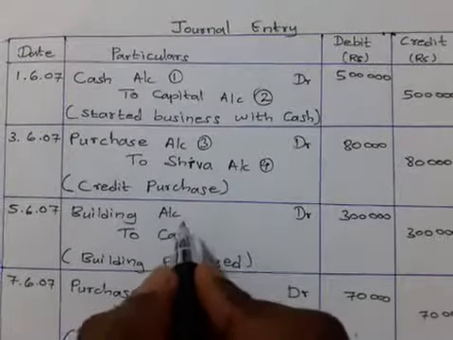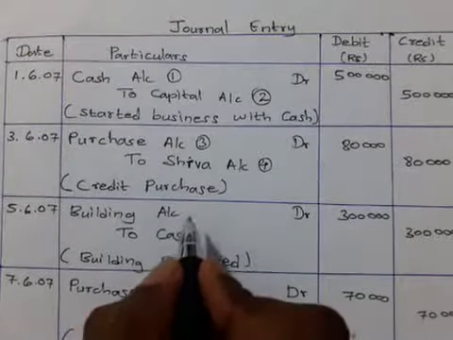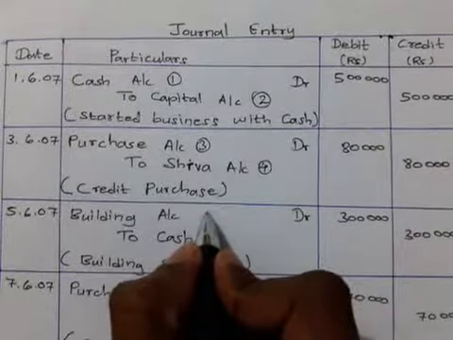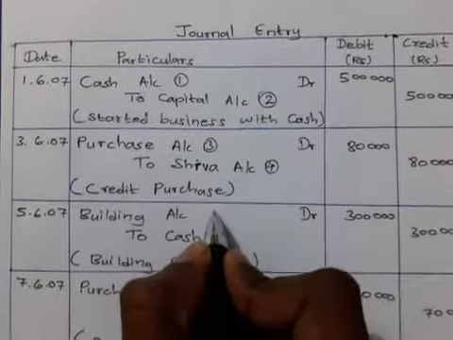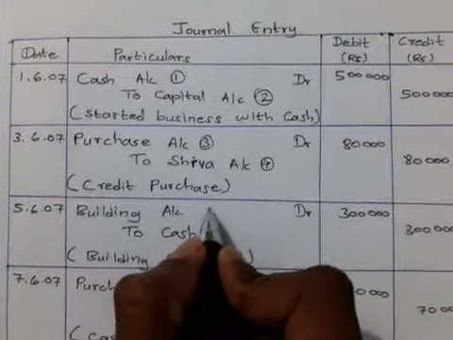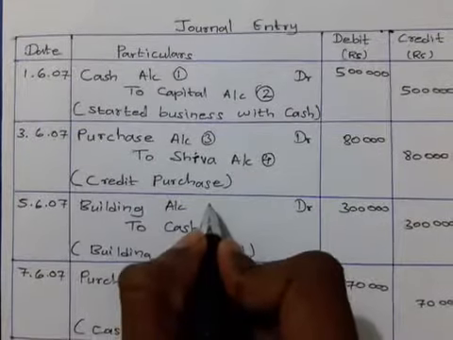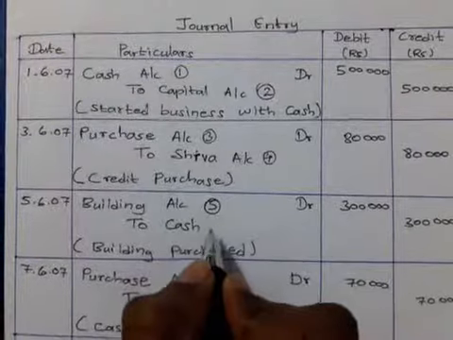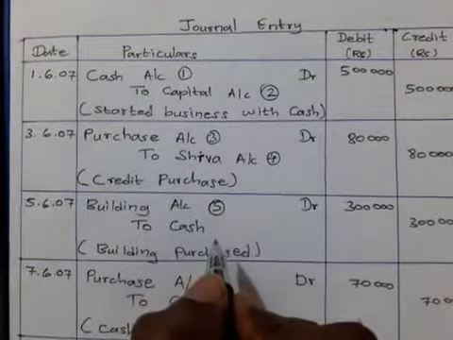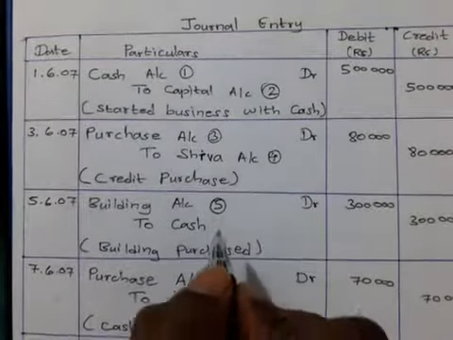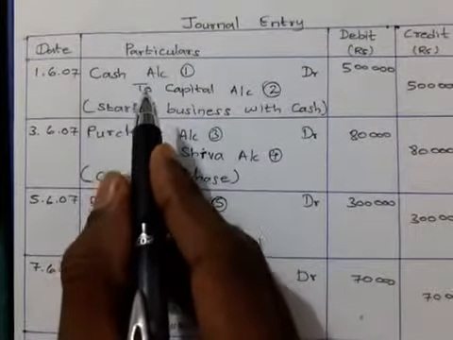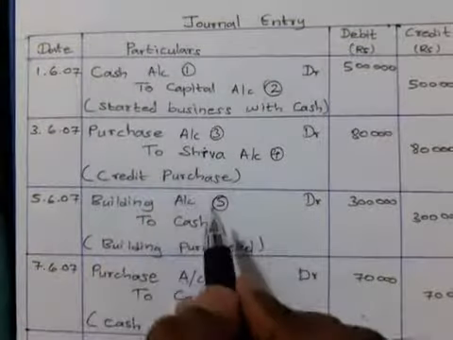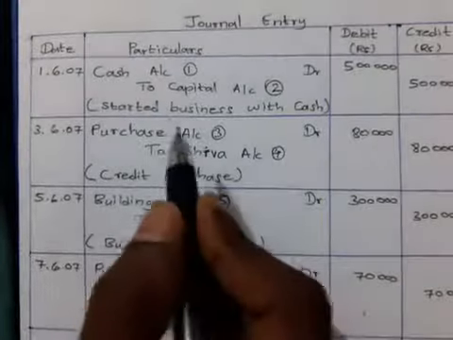In the third journal entry, it says about the purchase of a building. So to record this journal entry in ledger accounts, we have to prepare one building account and cash account, but we need not open one ledger account again and again, because it has already been opened in the first journal entry. So we can record this journal entry also in the same account.